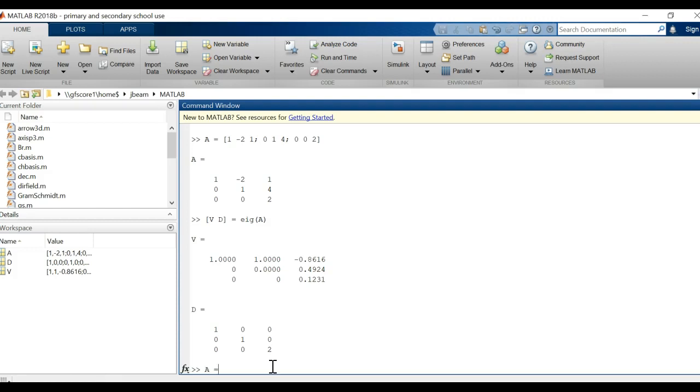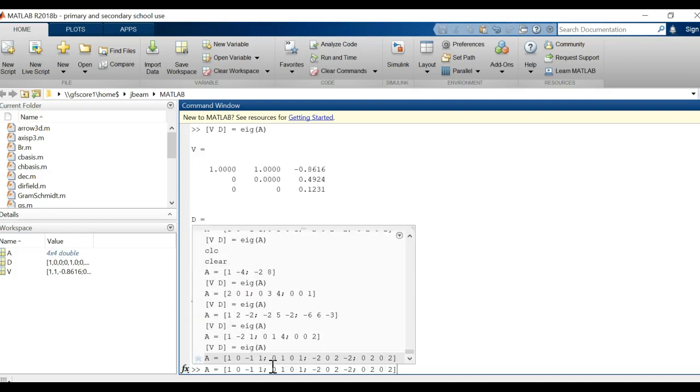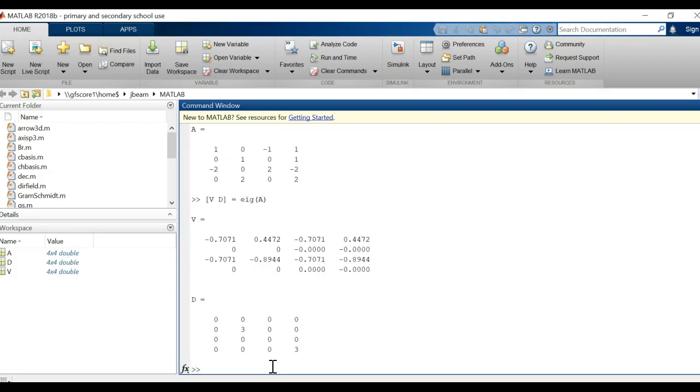Okay, so 6 is one that's 4 by 4. It's [1, 0, -1, 1; 0, 1, 0, 1; -2, 0, 2, -2; 0, 2, 0, 2]. Okay, so there's my matrix. I run the routine on this, and it tells me that I have 2 eigenvalues. I have the eigenvalue 0, and I have the eigenvalue 3.